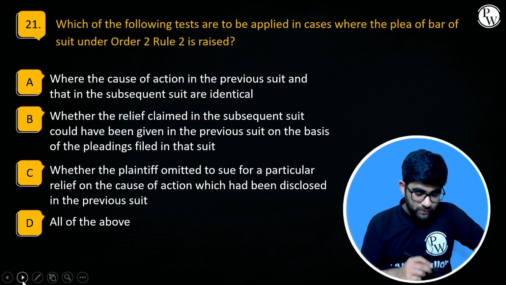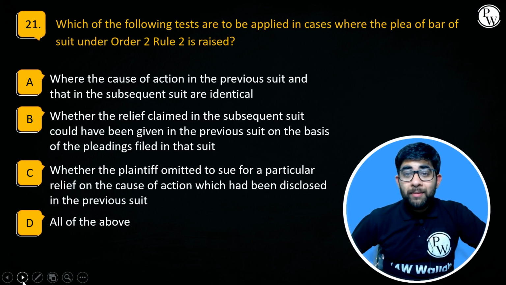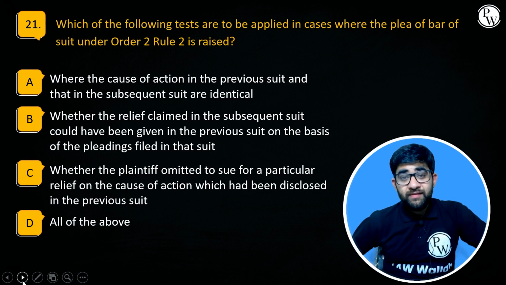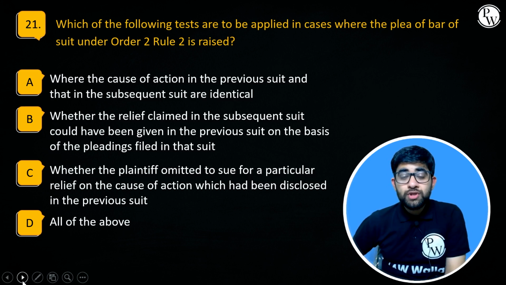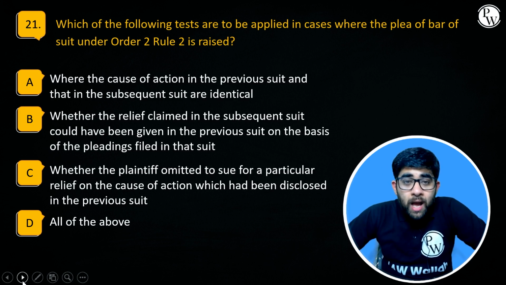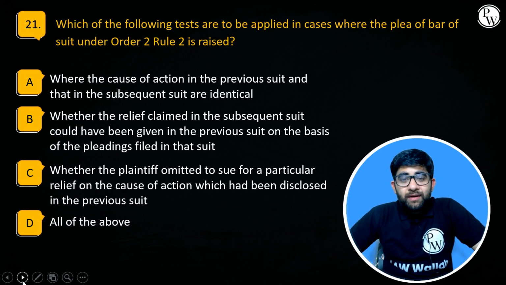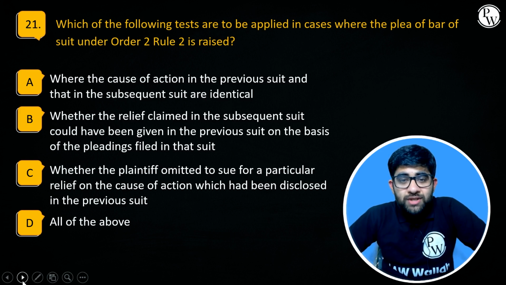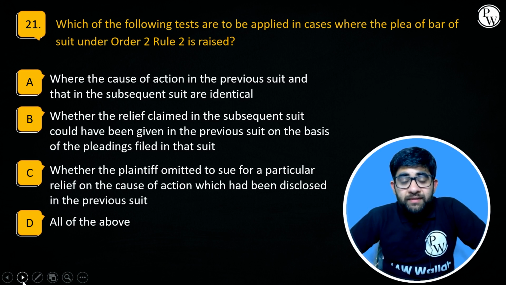Next, 21st. Which of the following tests are to be applied in cases where the plea of bar of suit under Order 2 Rule 2 is raised, where the cause of action in the previous suit and that in the subsequent suit are identical? Whether the relief claimed in the subsequent suit could have been given in the previous suit on the basis of the pleadings filed in the suit. Whether the plaintiff omitted to sue for a particular relief on the cause of action which had been disclosed in the previous suit, or all of the above.